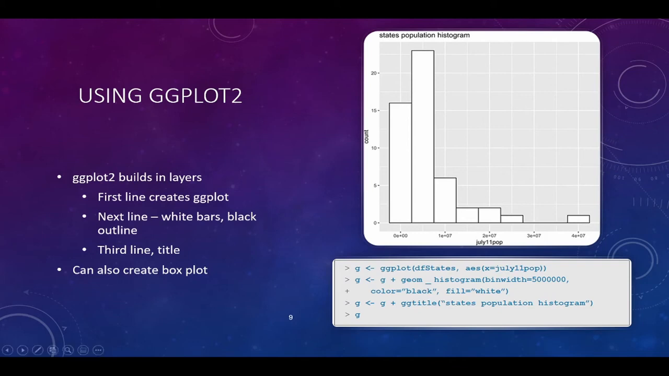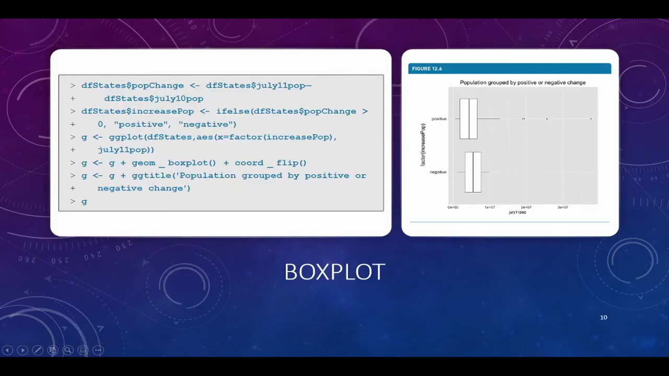But now we can also create box plots. We're doing the same technique here, but we specified down here that it's a geom_boxplot. Now let's take a quick look at what this code is doing, because we're not starting the plot until like halfway down in this code.